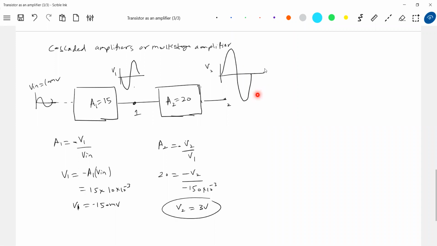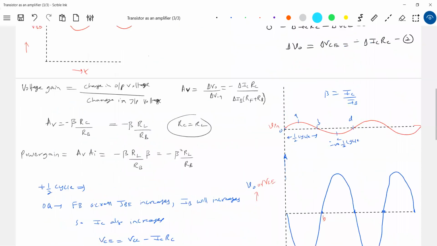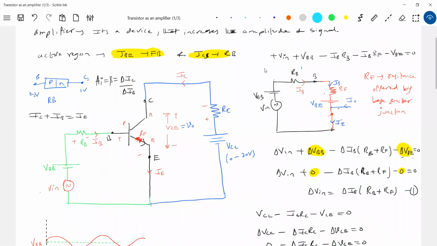Now, from where has this energy come? Anybody? From where does the amplifier circuit energy come? The DC source, no? So what the amplifier basically does is convert DC energy into AC energy. That's what the amplifier is doing here.